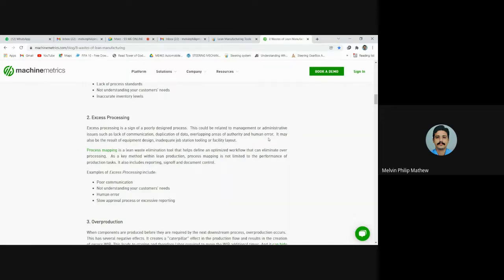And this could be related to management or administrative issues, such as lack of communication. Lack of communication occurs between the administrative management and the supervisor or the worker. The information travels from a higher authority to a lower authority, and if it is not communicated clearly, then obviously the design process will be longer, or there will be excess processing occurring. Then duplication of data.